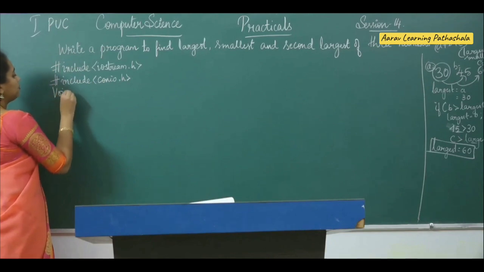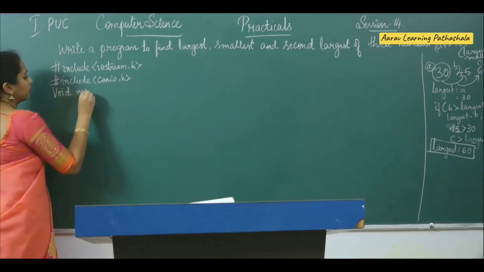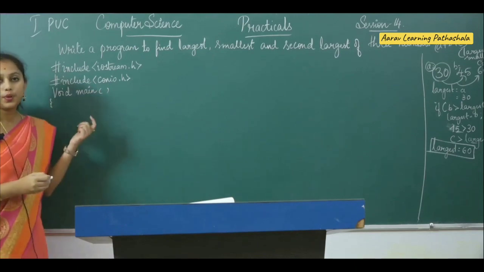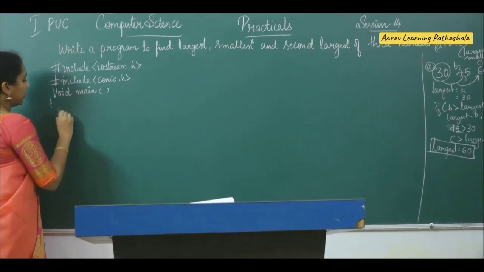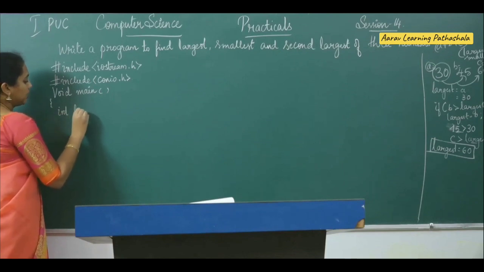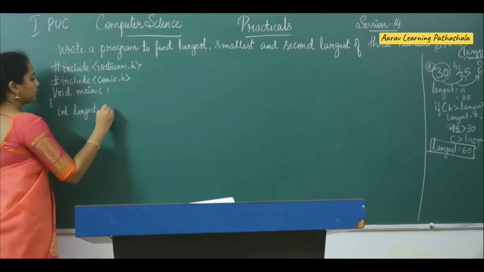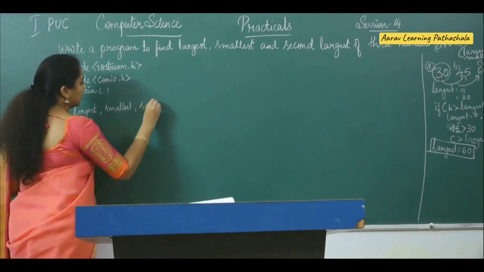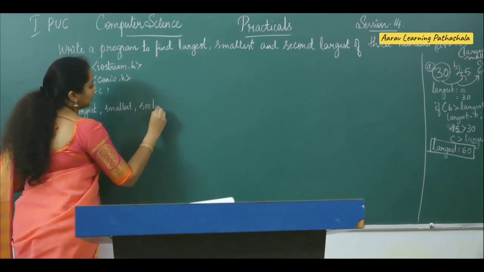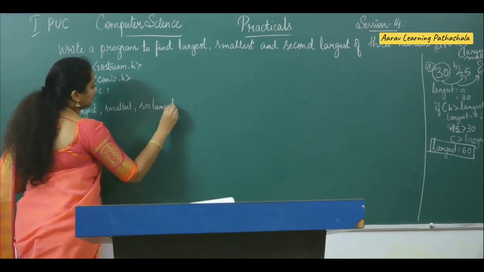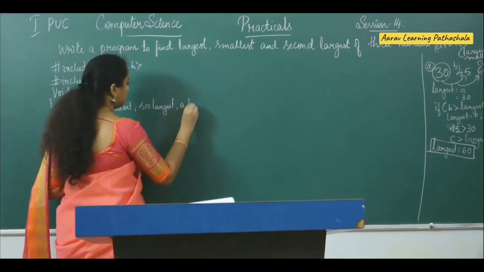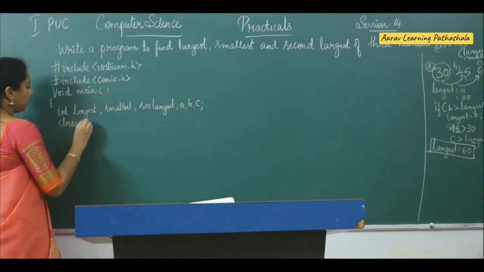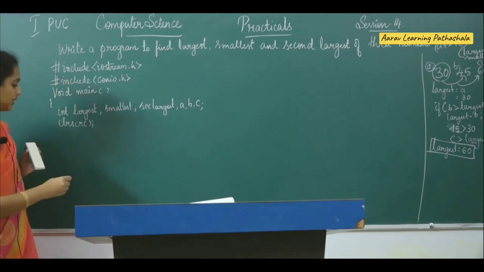In the main function, I am going to declare the required variables of type int: largest, smallest and second largest, and just A, B and C. The clear screen function clears the previously generated output on the display screen.